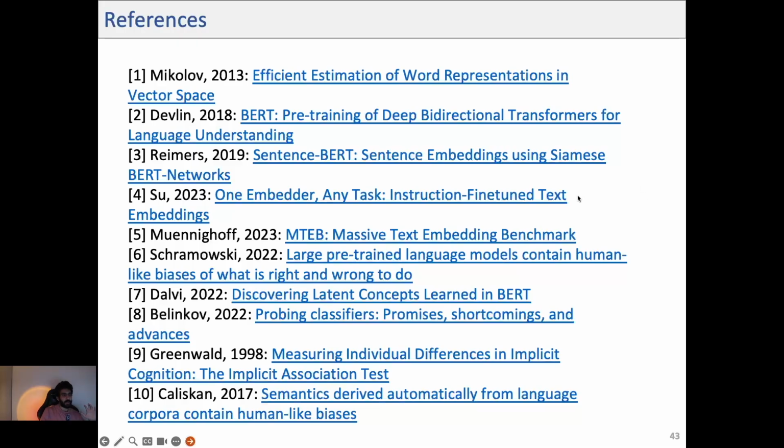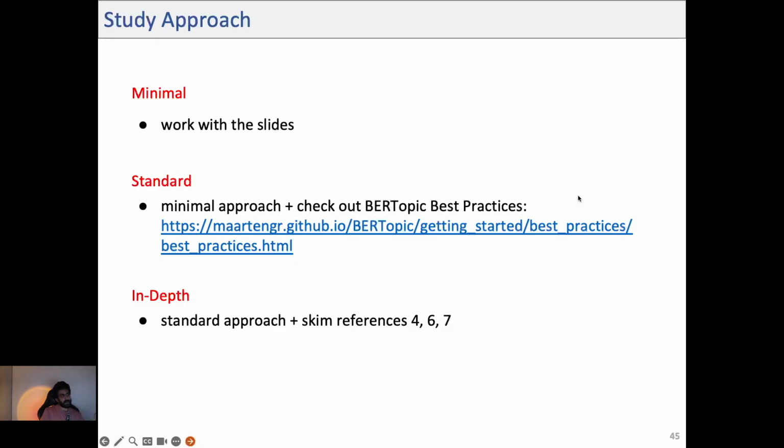That brings us here to a list of references we used while preparing those slides, and those slides are actually adapted from the slides from Caroline from last year's Advanced NLP course. So a study approach would be minimal: work with the slides. Standard is the minimal approach plus checking out BERTopic best practices, and also reading a bit about BERTopic. It's really an interesting topic. In-depth is the standard approach plus the references for 6 and 7.